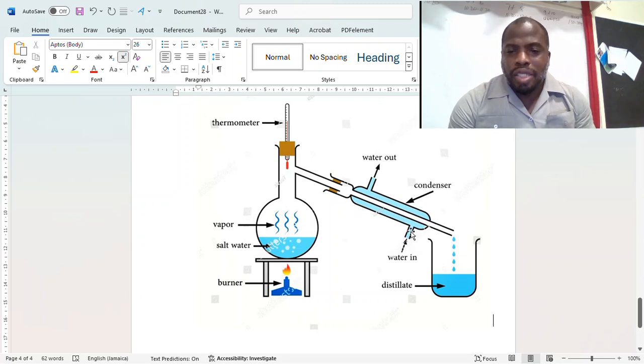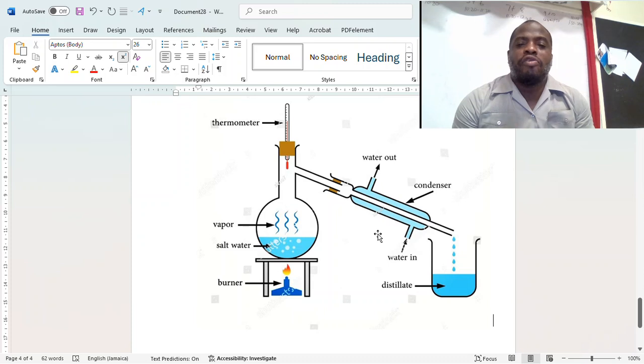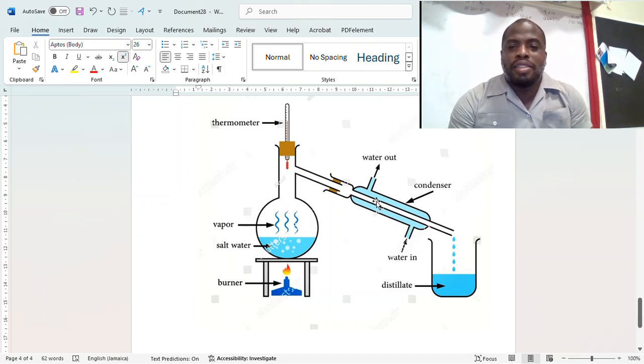So this is being circulated just like the concept of a radiator in your car or your motor vehicle, how it cools the engine. So what it does, the vapor that is in this tube, in the condenser, is going to be cooled and is going to be changing back. Condensation will happen, and so we now collect our distillate, which should be pure water.